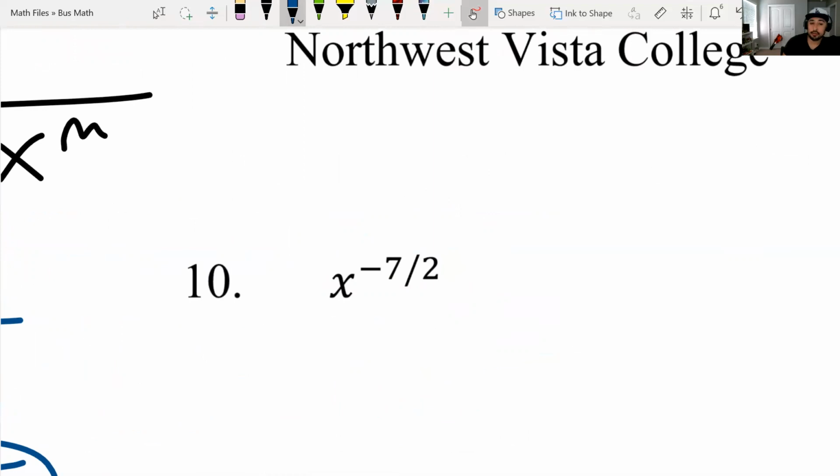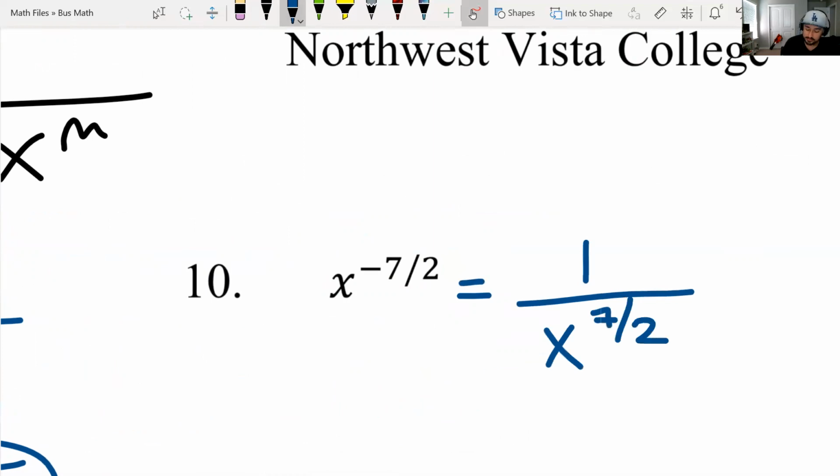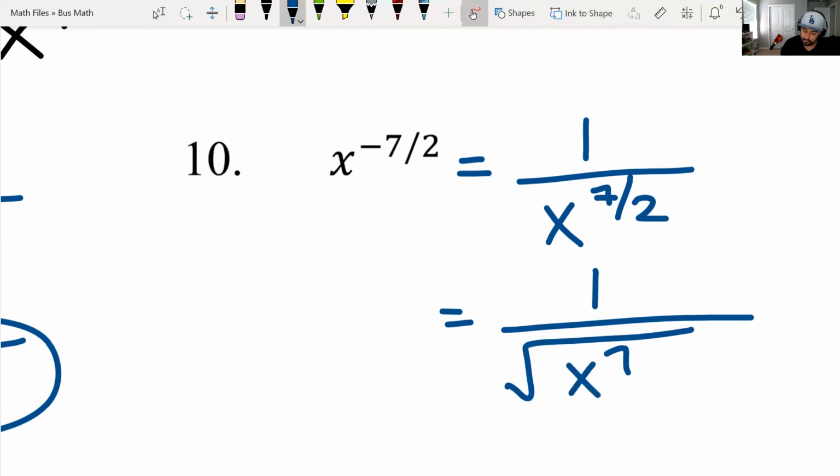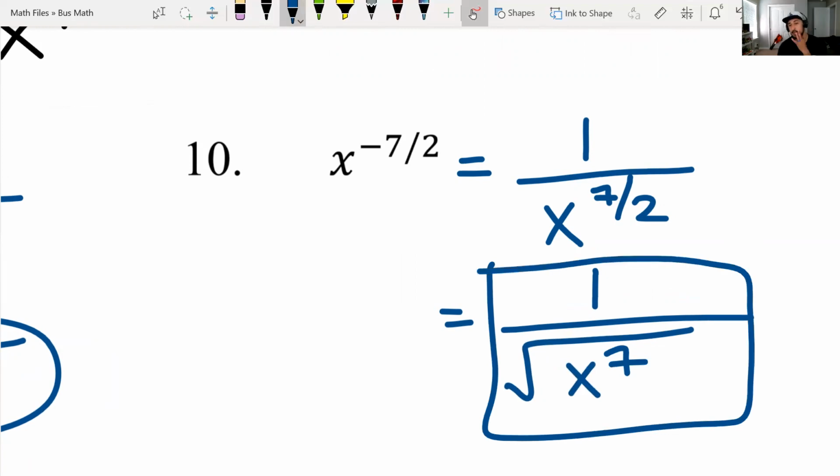X to the negative 7 over 2. Well, remember, this has a negative exponent. So the first thing we're going to do is flip it down. 1 over x to the 7/2. Now, we will rewrite as a radical using the properties. So I get 1 over, and look at the denominator of that exponent. That is a 2. So again, we'll get the square root of x to the 7th. That is it. That is all.